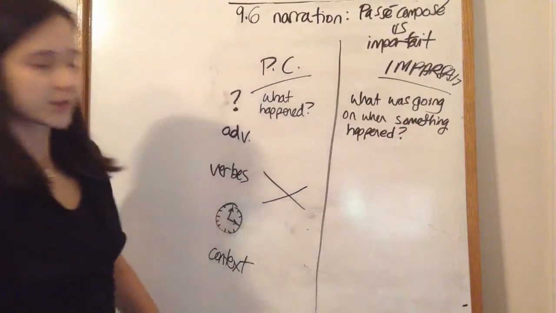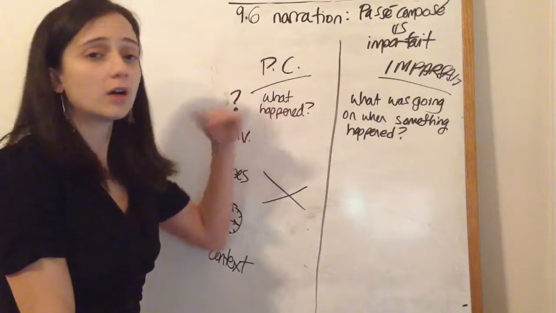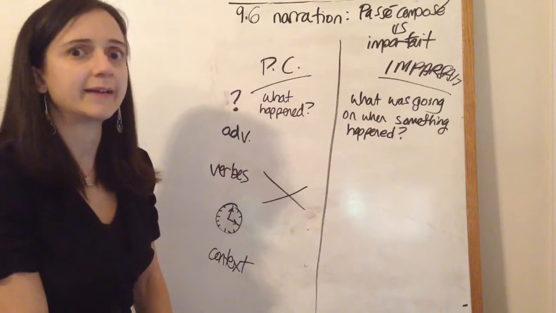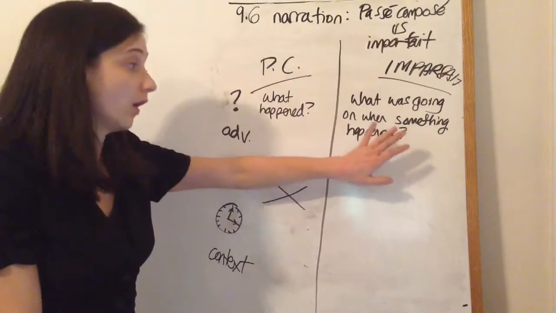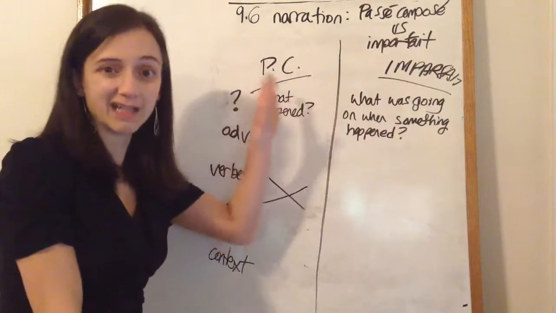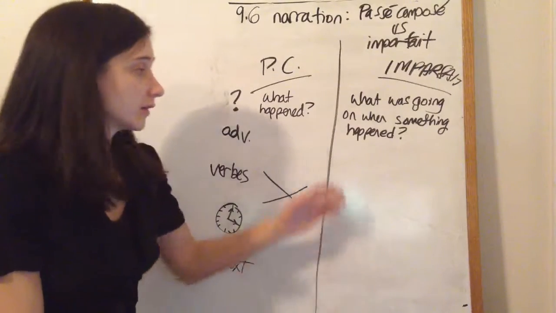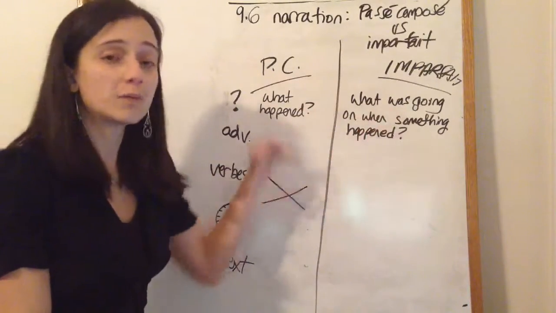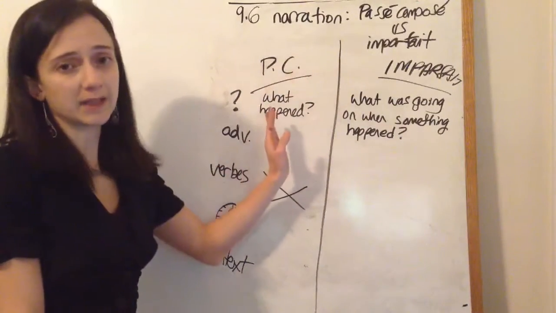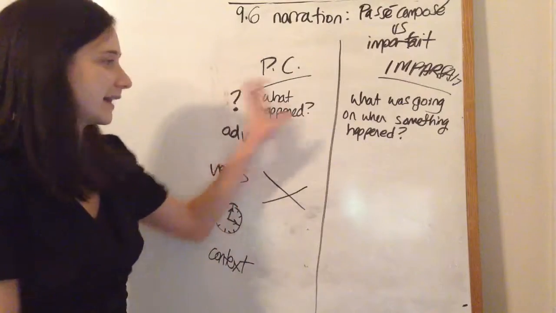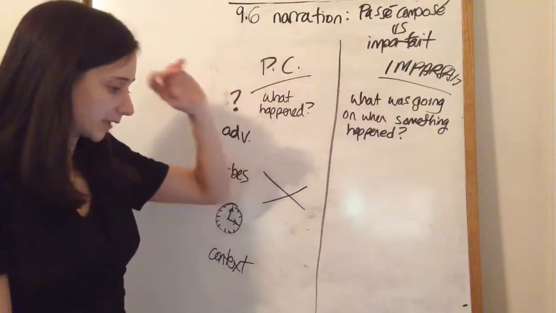Okay, so what happened? The dog ate the cake. Okay, that's what happened. What was going on when the dog ate the cake? I was watching TV. So that's what was happening. I was watching TV when something happened. And that would be an example of the difference between the passé composé and when you would use the imparfait.